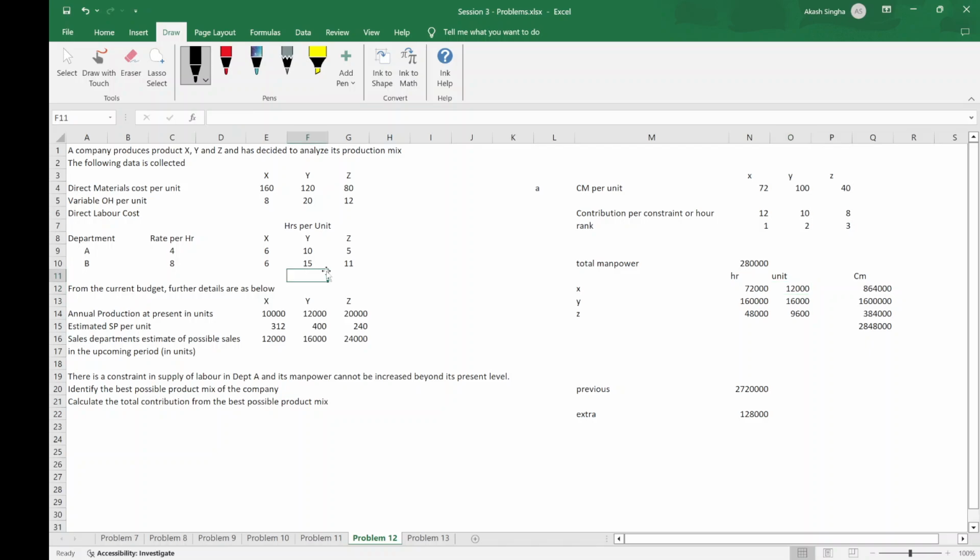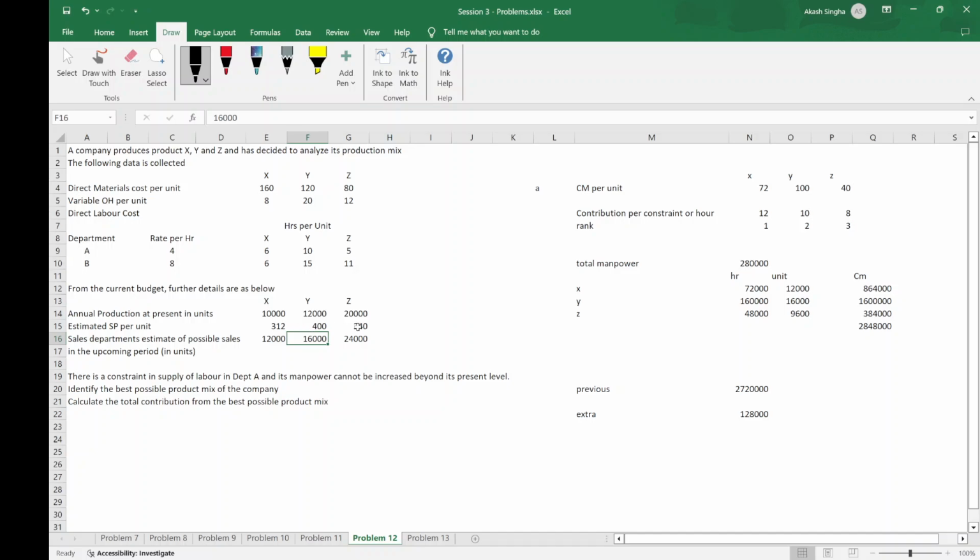A company. Okay, I'm not going to do it from scratch. It's too long. I'll just explain how I did it. So these are given: 100, 120, and 80; variable overhead per unit, 8, 20, 12; for department A the rate per hour is 4, for department B the rate per hour is 8, and hours per unit needed for A and B; and annual production in units is 10,000, 12,000, 20,000.